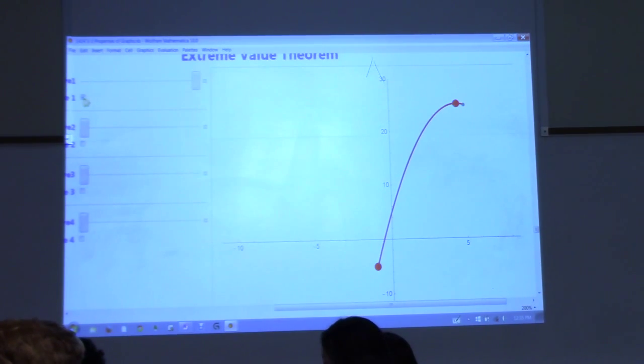I shouldn't have showed that. There we go. There's my curve, all right? Do I have an absolute maximum and an absolute minimum? Yes, there they are, right? So let me try a different one.